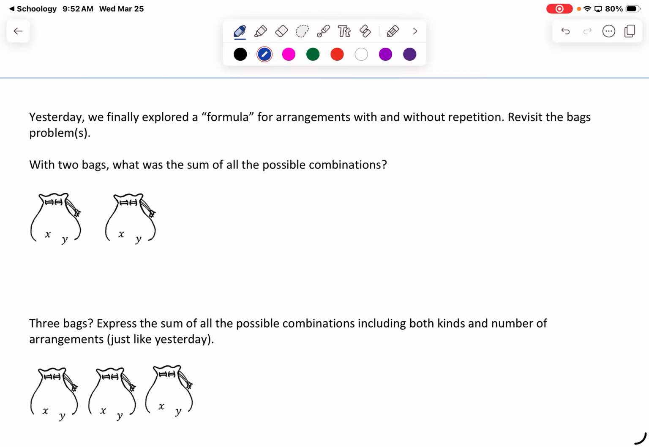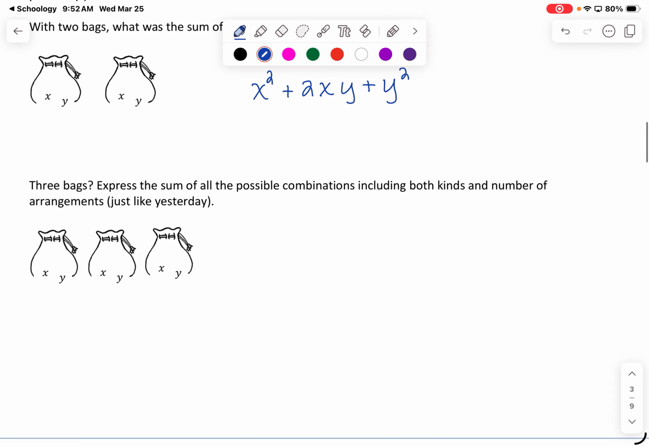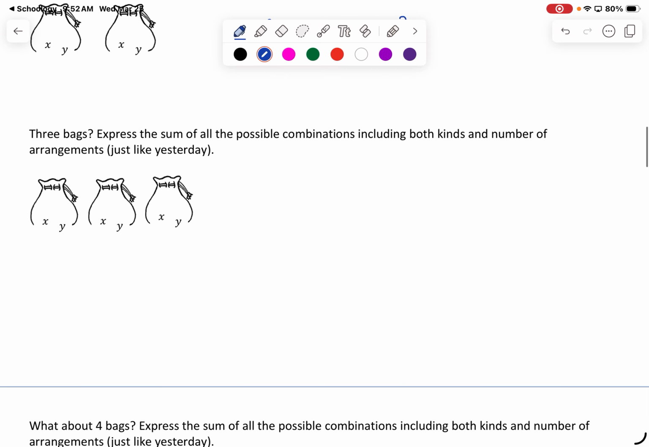So we could split screen with our notes from yesterday, but just to remind you, the possible combination is that you can get x times x, or x squared. There's 2 ways to get an x and a y, and then there was 1 way of getting a y squared. For 3 bags, there was 1 way of getting x times x times x, or x cubed. There was 3 ways of getting 2 x's and a y. There were 3 ways of getting an x and 2 y's, or x times y squared. And there was 1 way of getting 3 y's.